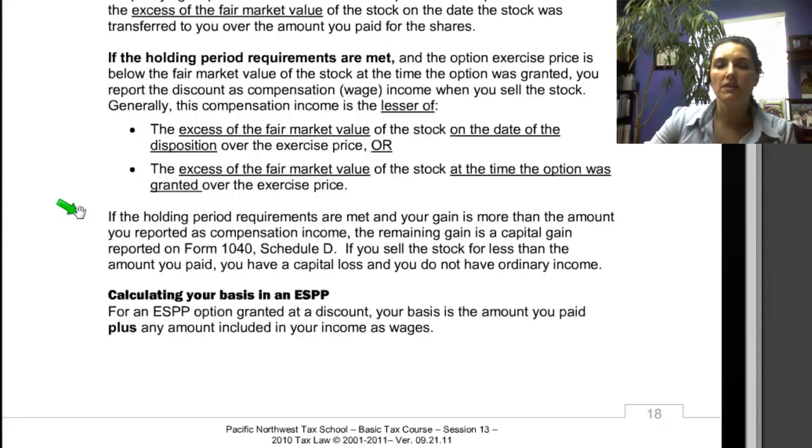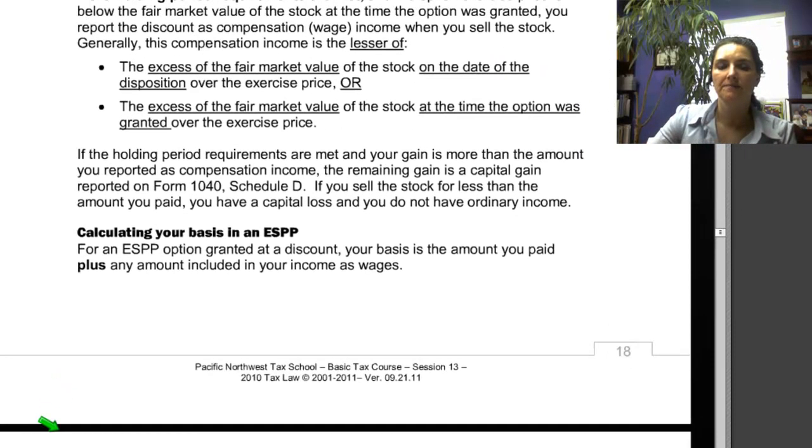If the holding period requirements are met and your gain is more than the amount you reported as wage income, the remaining gain is a capital gain reported on Form 1040 Schedule D. If you sell the stock for less than the amount you paid, you have a capital loss and you do not have ordinary income. So how do you go about calculating your basis in an ESPP? For an ESPP option granted at a discount, your basis is the amount you paid plus any amount you included in your income as wages.